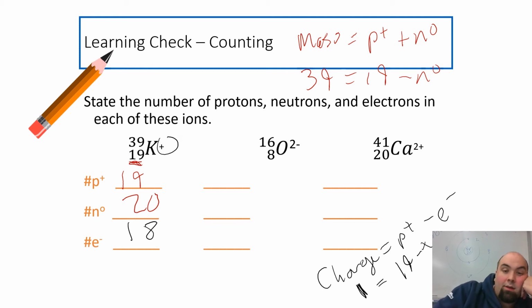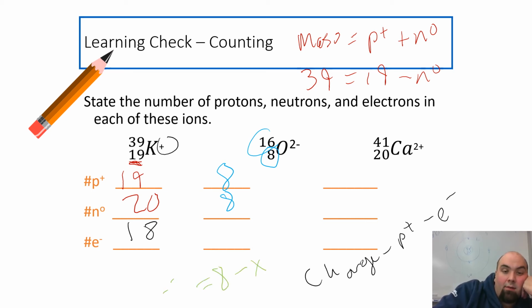Okay, oxygen. Oxygen, we do the same way. It's got an atomic number of 8, so it's got 8 protons. It has a mass of 16, so 16 minus 8, because protons is equal to 8, gives 8 neutrons. Now we have a charge of 2 minus, so 8 protons minus x equals negative 2. So we do our math, and we know that has to be 10.